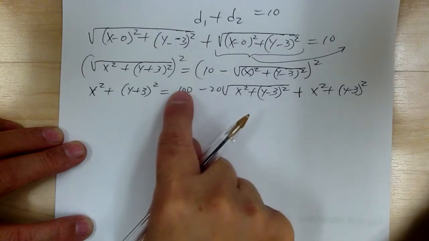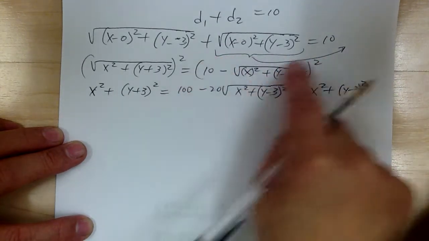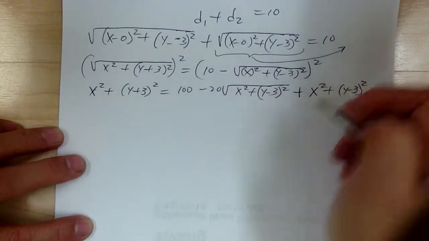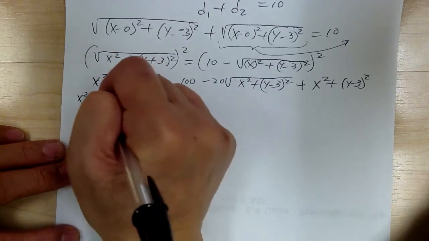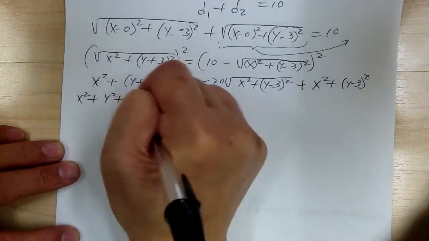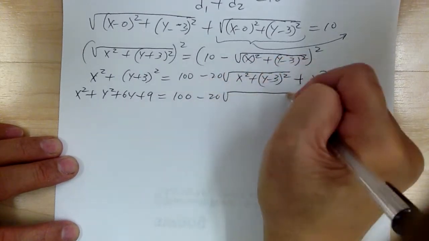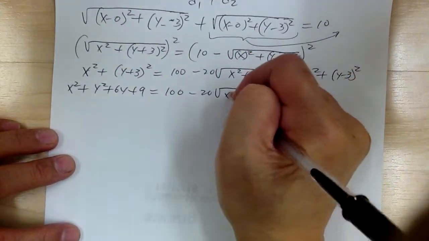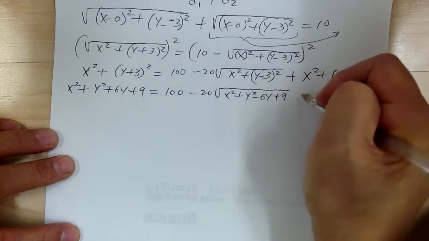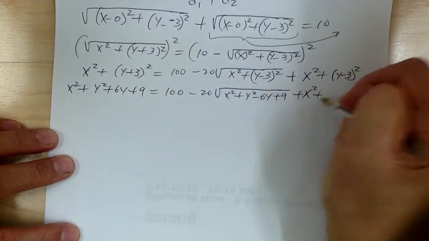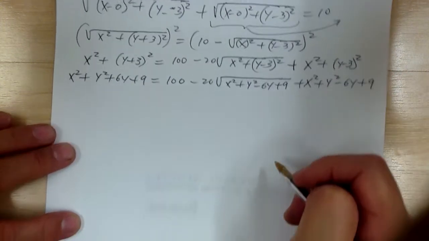So you can just square this, you get that. You square this, you get that. And the middle term, you multiply this together, you get that. The next step is go and multiply everything out. So you get x squared plus y squared plus 6y plus 9 equal to 100 minus 20 square root of x squared plus y squared minus 6y plus 9, plus x squared plus y squared minus 6y plus 9.